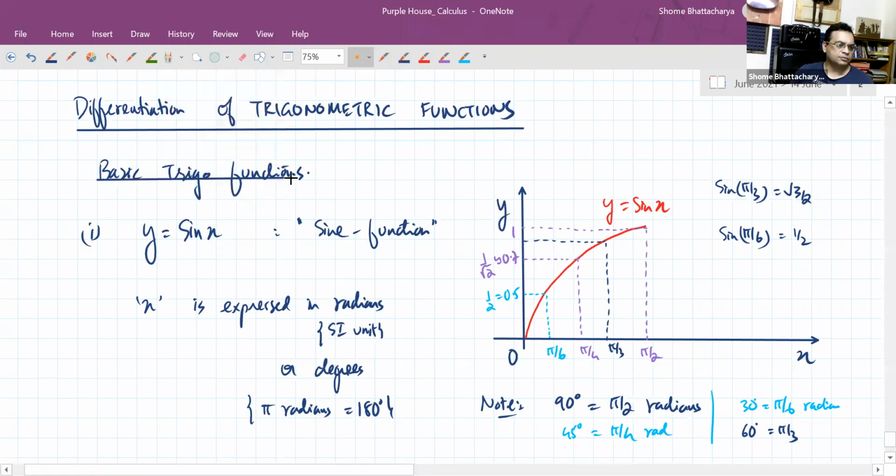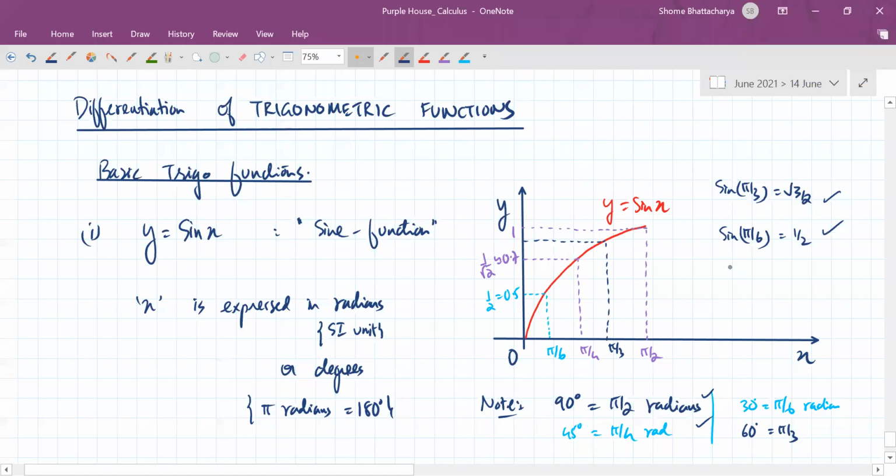We are discussing basic trigonometric functions. So the first one is the sine function. The sine function is y is equal to sine x. So if we substitute for x anything between 0 and pi by 2, the value of y is anything between 0 and 1. And these are some specific values that you should know. Okay, sir, done. Then of course, the most fundamental one, sine 0 is 0.